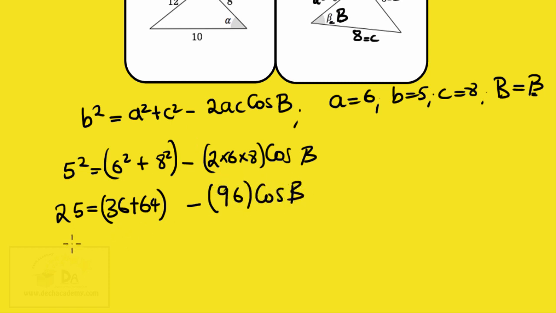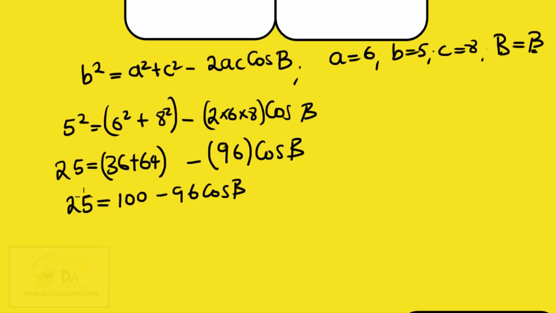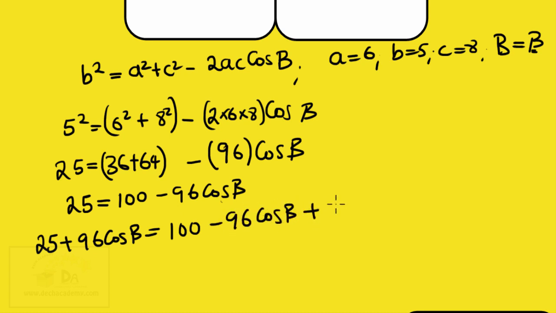So I'm looking for beta. So let me just simplify a bit further. 25 is equal to 36 plus 64, which is 100, minus 96 cos beta. I'm going to add 96 cos beta to both sides, because I'm going to make beta the subject of the formula. So I want to have the term involving beta on the left-hand side. So doing that gives 25 plus 96 cos beta is equal to 100 minus 96 cos beta plus 96 cos beta. So what I've done is I've just added 96 cos beta to both sides.